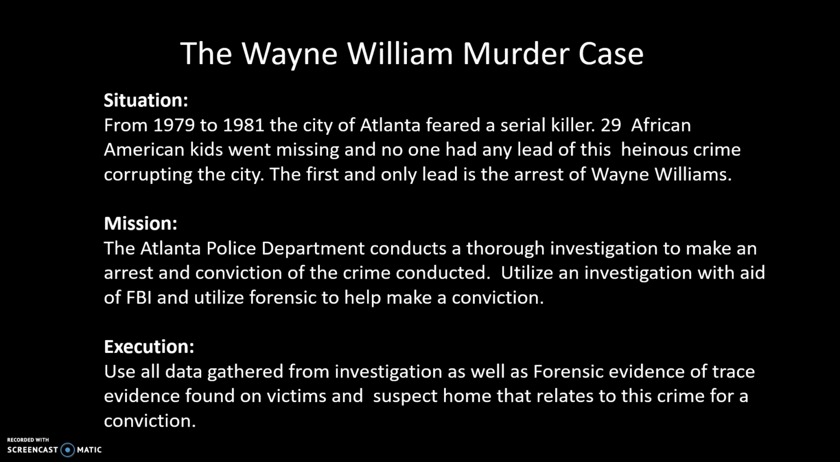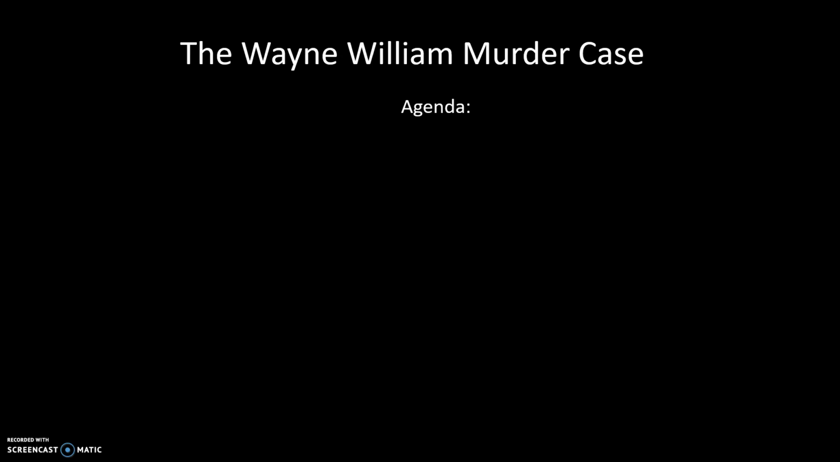The mission: the Atlanta Police Department conducts a thorough investigation to make an arrest and conviction of the crime conducted, utilize an investigation with aid of FBI, and utilize forensics to make a conviction. Our execution will use all data gathered from the investigation as well as forensic evidence of trace evidence found on victim and suspect's home that relates to this crime for a conviction.